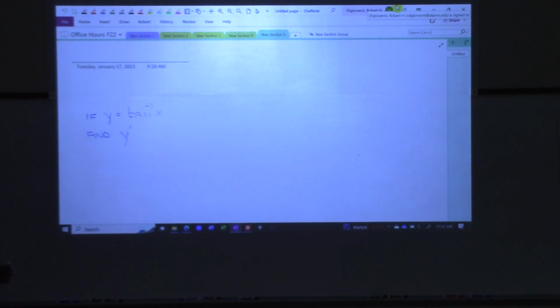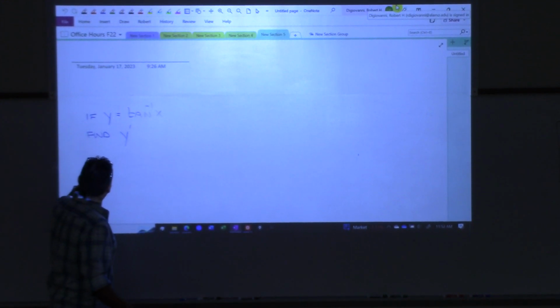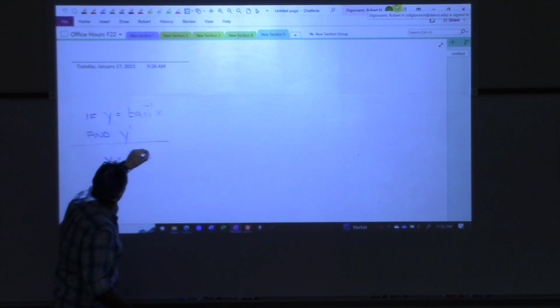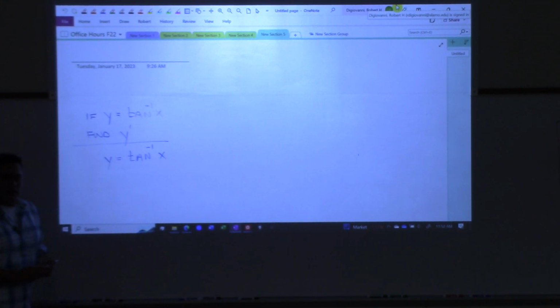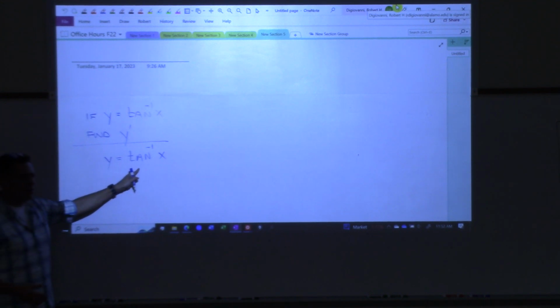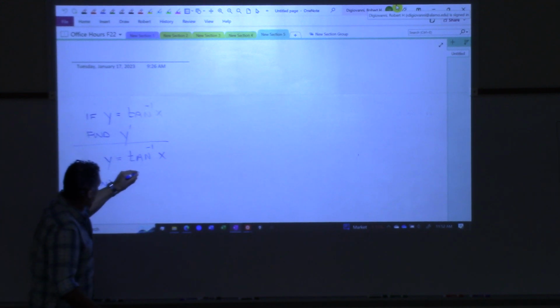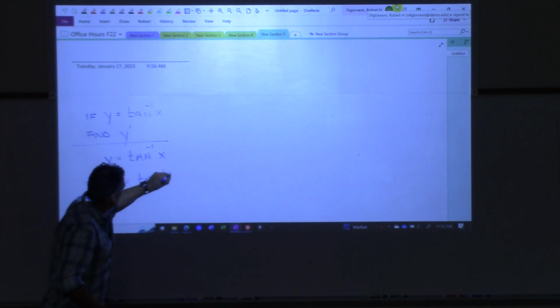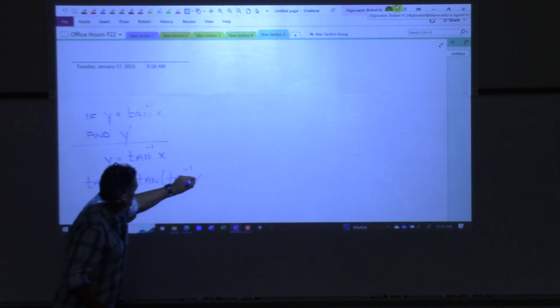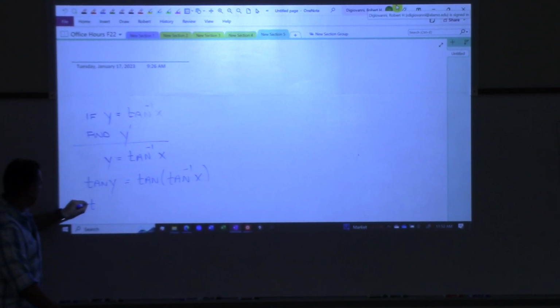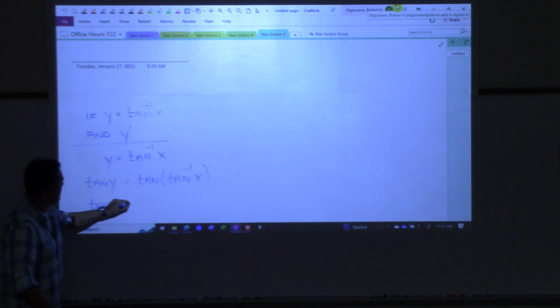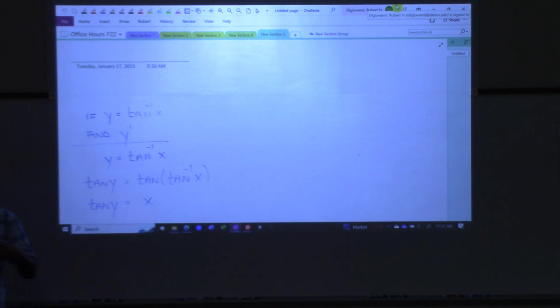I'm going to follow the same procedure I just did before. I'm going to take this equation. Here's my answer. What do you think I'm going to do first? Take tangent on both sides, right? And that will allow me to kill off this inverse tangent. So take tangent on both sides, tangent y equals tangent of inverse tangent. Then I'll have tangent y equals what? X, right? The tangent and the inverse tangent go away. That's the whole point of doing that, to kill off that inverse tangent.